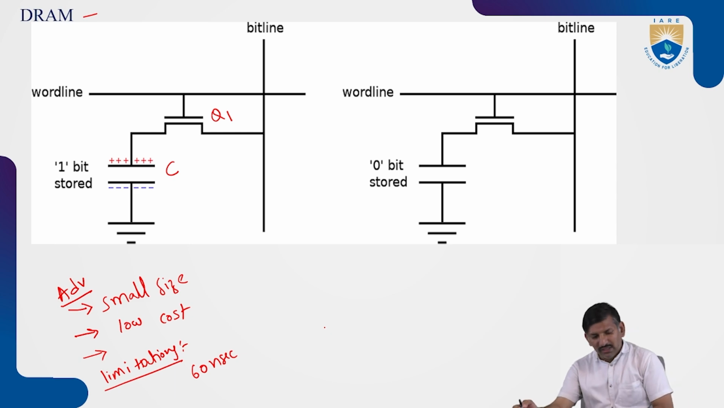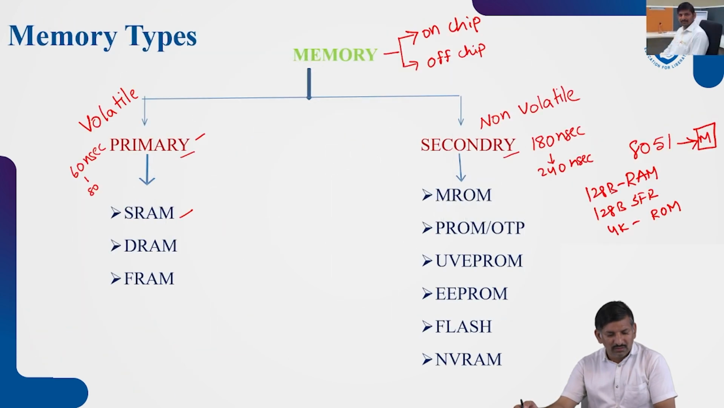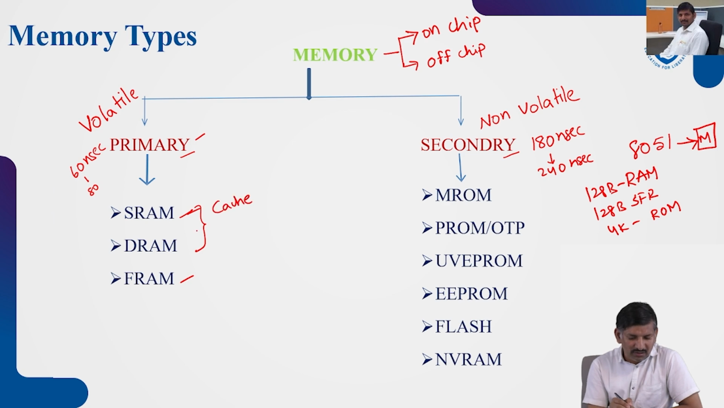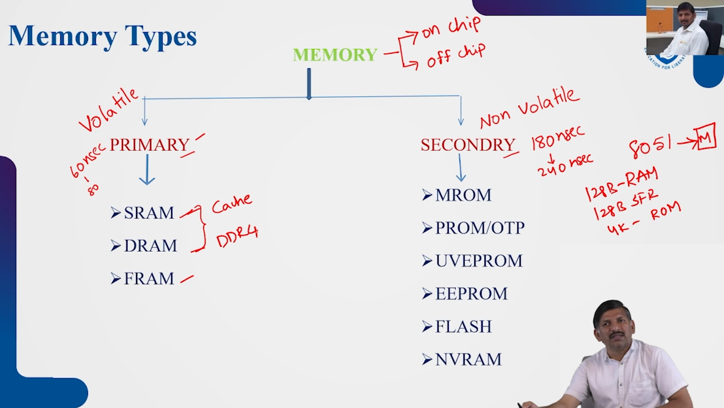So one more is ferroelectric random access memory. It provides the combination of SRAM and DRAM. SRAM example is cache memory. DRAM example is DDR4 memory device. DDR3, DDR4 that is used in our desktop computers or some computing elements.